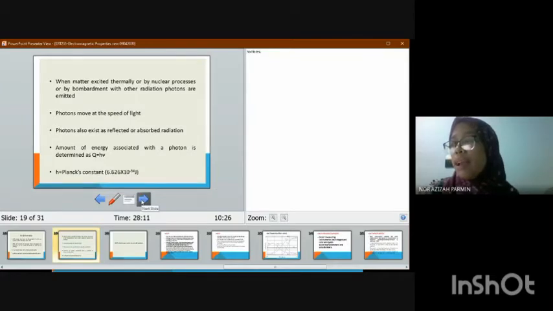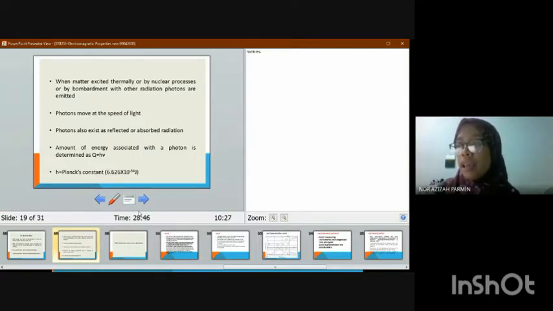So when matter is excited thermally or by nuclear process or by bombardment, which are the radiation, photons are emitted. Photons move at the speed of the light. Okay, so kelajuan cahaya 3 darab 10 kuasa 8. Kan, saya ada ajar sebelum ni. So kelajuan cahaya lebih pantas daripada kelajuan bunyi. Okay, so the photon also exists as reflected or absorbed radiation.